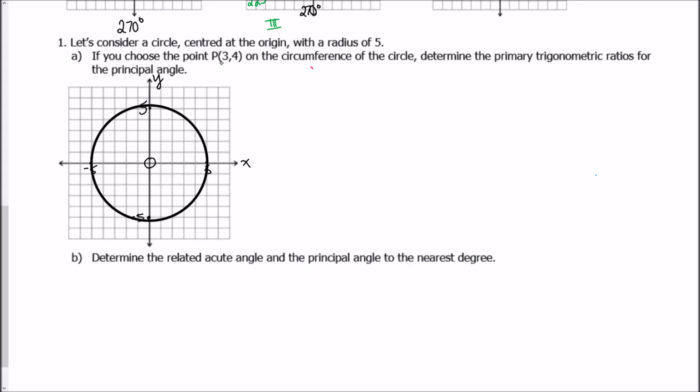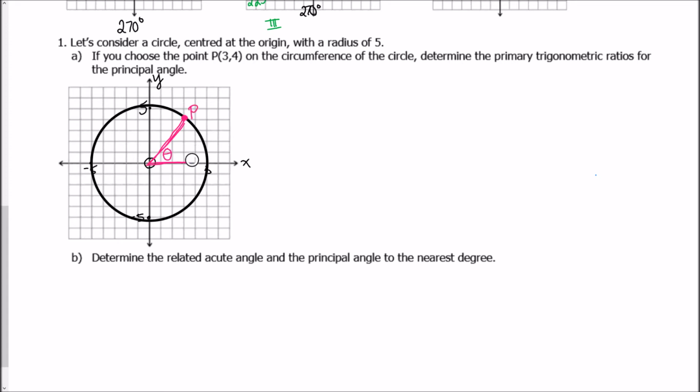So it says if you choose the point 3, 4 on the circumference of the circle, so I'm going to go to 3, 4: 1, 2, 3, 1, 2, 3, 4. This right here is point P. I want to find the primary trigonometric ratios for the principal angle. So right here, if you notice, this creates this angle right here, and this angle here, we'll call it theta, okay? So I want to know what are my primary trigonometric ratios.